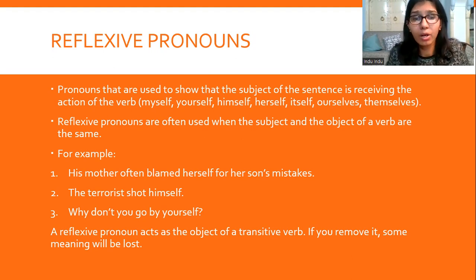So a reflexive pronoun acts as the object of a transitive verb. If you remove it, some meaning will definitely be lost. For example, the terrorist shot. Now, if you don't say himself, who did the terrorist really shoot? Actually, a lot of meaning is lost here, right? The terrorist shot himself. That is why here himself is the reflexive pronoun, because the terrorist is at the receiving end of the shooting, of the verb shot, right?